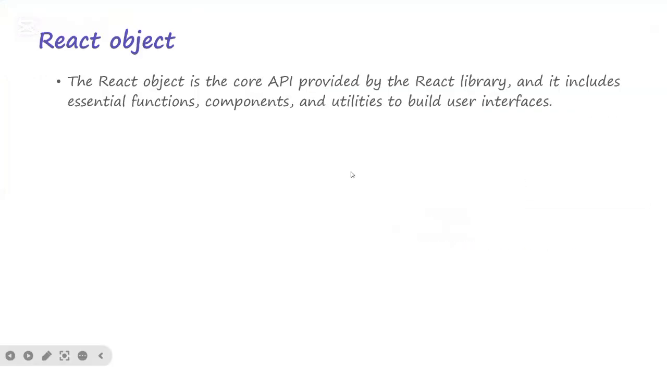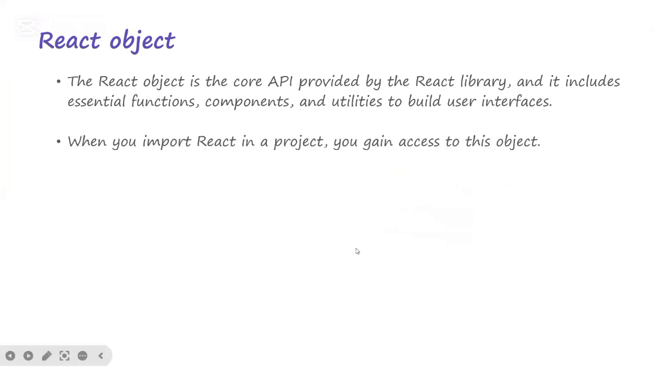So the React object is the core API provided by the React library. If you want to have access to the API of the React library, you have to go through the React object. It includes essential functions, components, and utilities to build your user interface. With this React object, it is enough for you to build any React application. So that is what we are trying to study, to understand what is inside of it. When you import React in a project, you gain access to this object.